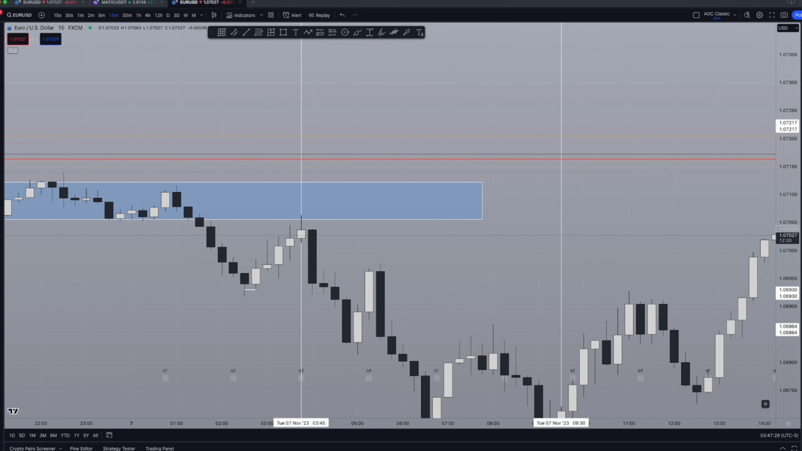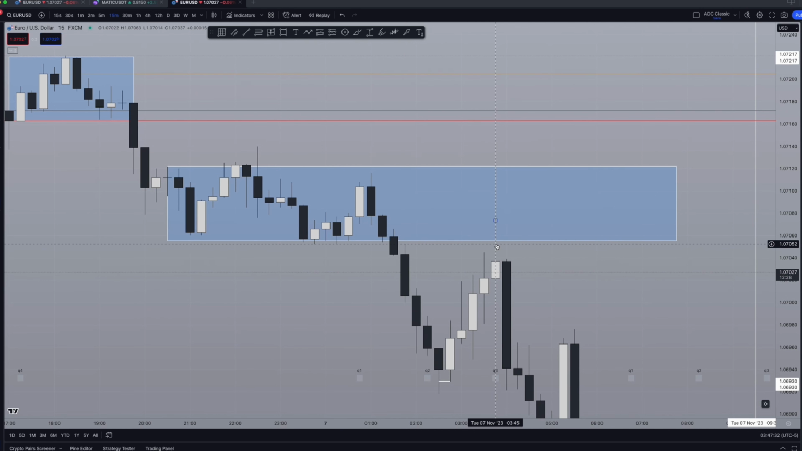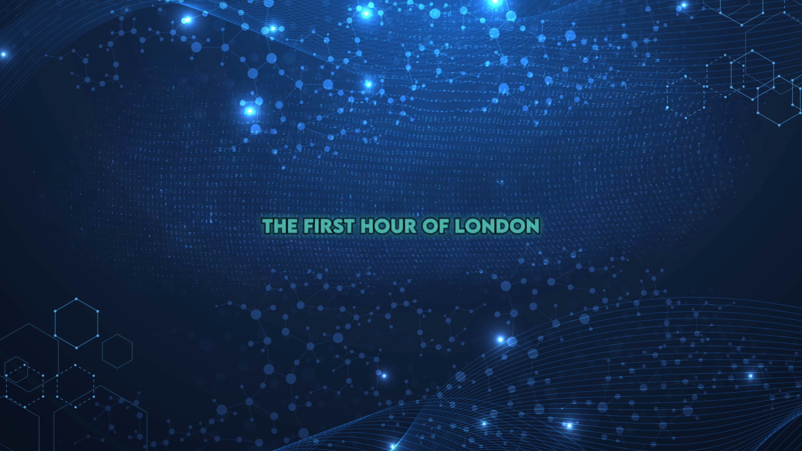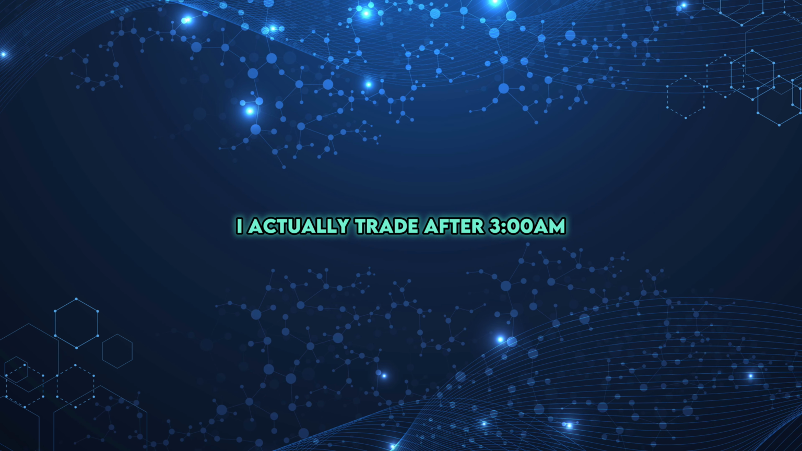Well, next we pair in timing. Is it a part of your timing? Well, you can see that this is at 3:45 a.m. New York, which is in the second hour of the London Open, which tends to be a high probability timing. In fact, most of the time, I don't even trade the first hour of London. I actually trade after 3 a.m. because the second hour of every trading window tends to give the best probabilities.